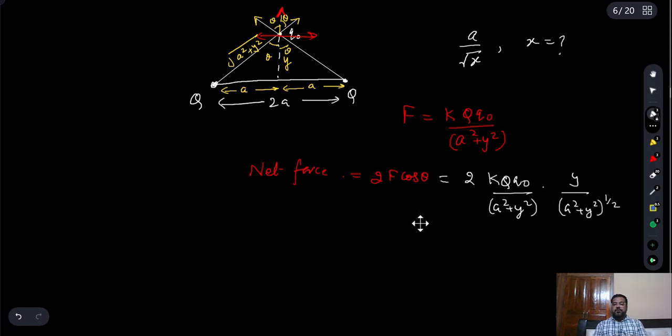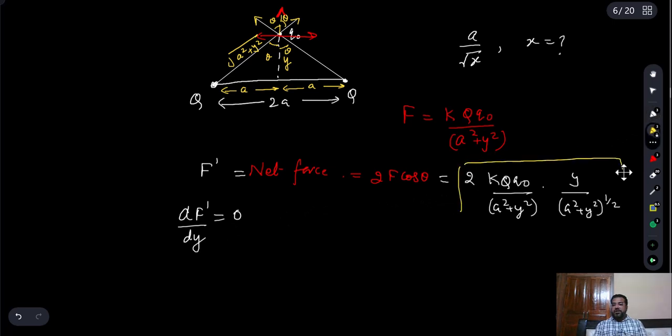Now you need to maximize this force. You need to maximize this force. We know that whenever we have to maximize a function, what you do is differentiate it and put it equal to 0. So now you have got this function.